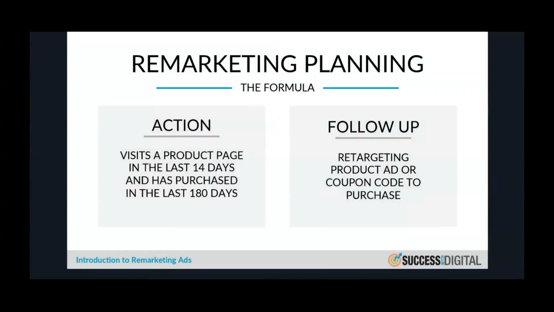Another one could be that maybe someone visits a product page in the last 14 days and has purchased in the last 180 days. So you know that they've purchased in the past and they visited a product page in the last 14 days. You might want to follow up with a retargeting product ad specific to the product that they were looking at, or maybe if they don't purchase it in a set amount of time, you want to run an ad with a coupon code specific to that product. So they'll see an ad like, oh wow, that's the product I was looking at, and now there's a coupon code. So it might just push them to complete that purchase.